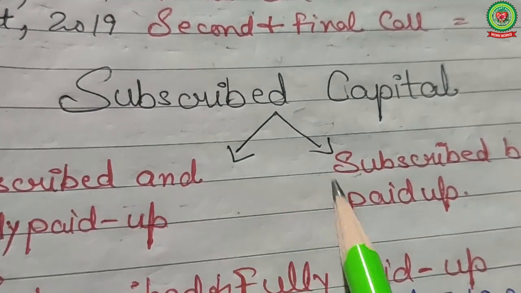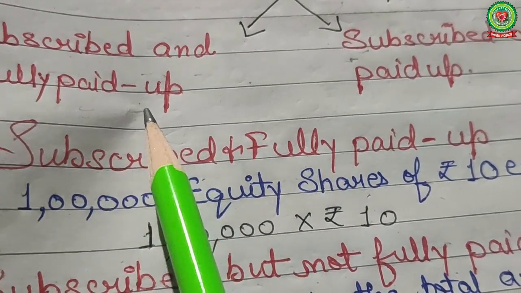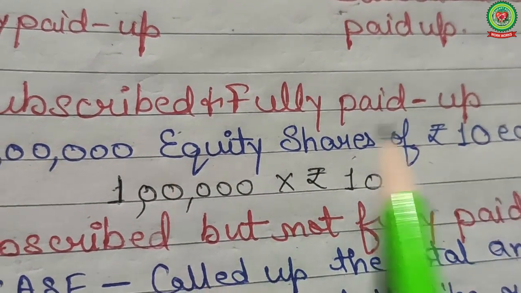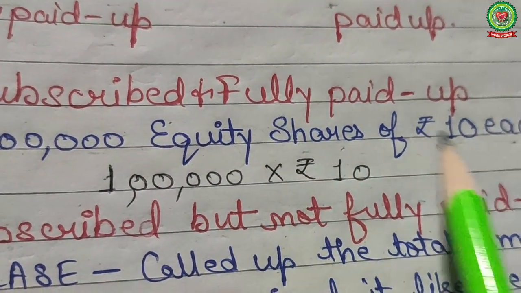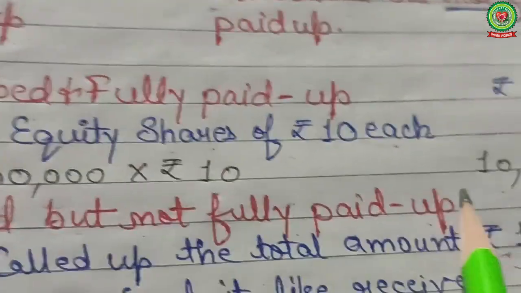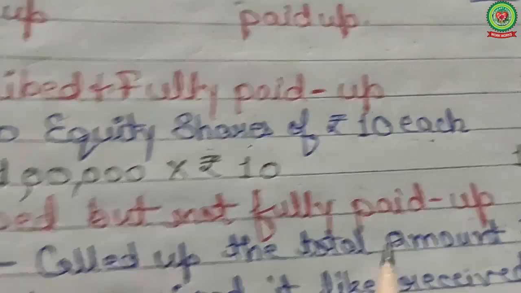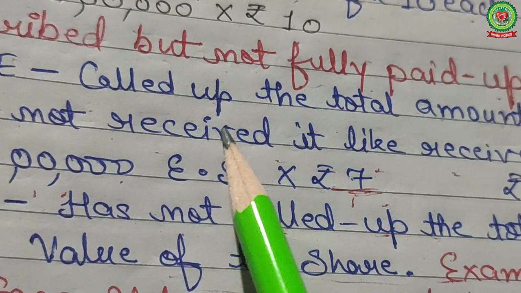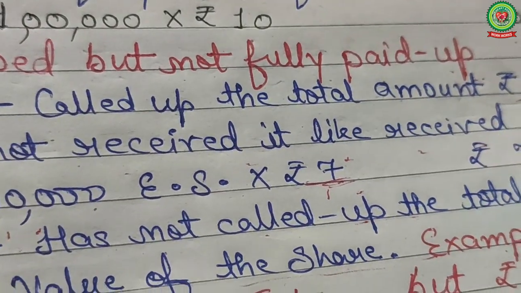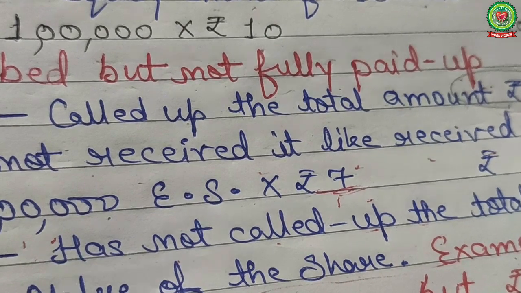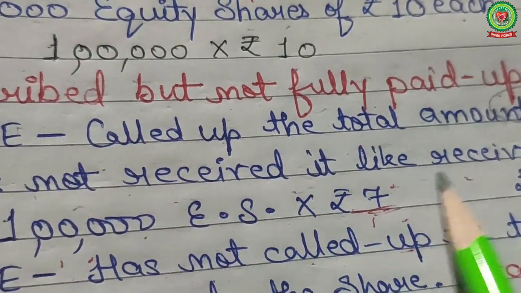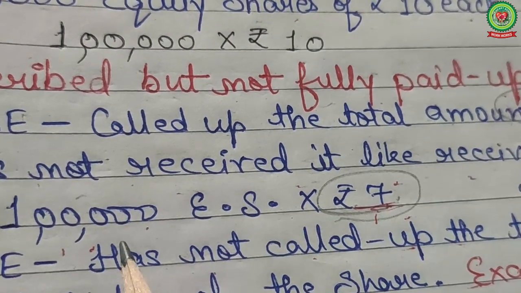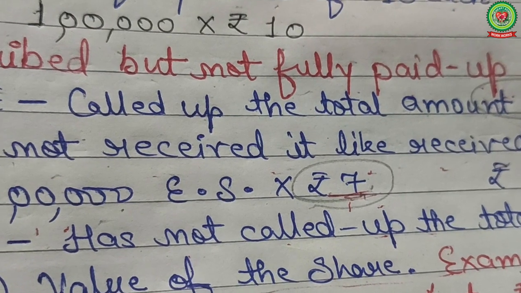Subscribed capital can be divided into two parts: subscribed and fully paid up, and subscribed but not fully paid up. First of all, subscribed and fully paid up capital: 1 lakh equity shares of rupees 10 each. 1 lakh multiplied by 10 is equal to a total amount of 10 lakh. Subscribed but not fully paid up, like suppose in the first case, the total amount of rupees 10, which is your face value, is called, but the company has not received it all, like it received only rupees 7 out of rupees 10. So 1 lakh multiplied by 7 is equal to 7 lakh.